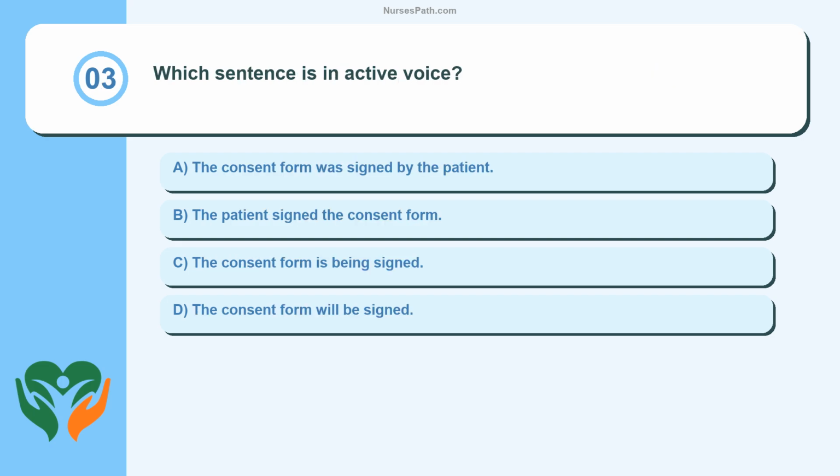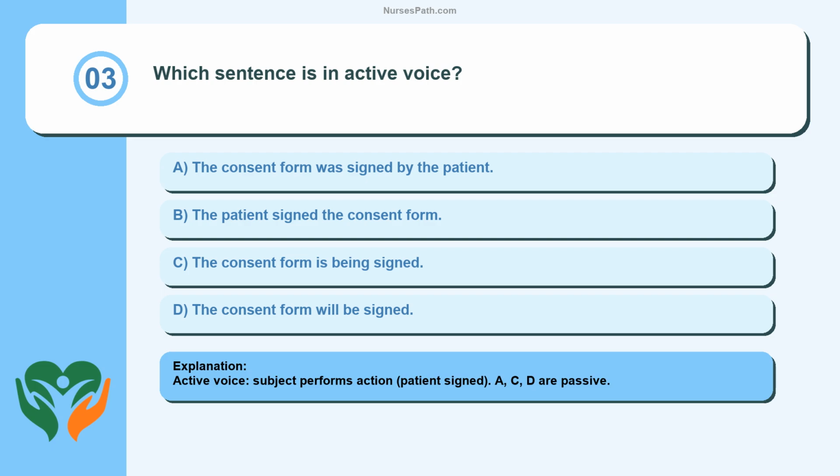Question 3. Which sentence is in active voice? The consent form was signed by the patient. The patient signed the consent form. The consent form is being signed. The consent form will be signed. Active voice: the subject performs the action. The patient signed. A, C, D are passive.